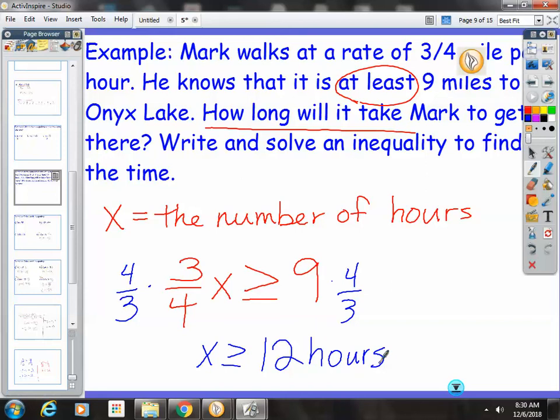My opinion, Mark needs to find another way to get to this lake. It's going to take him half a day to walk there, isn't it? Yeah. If he starts at 8 a.m., he's not going to get there until 8 p.m. Mark needs to get a bike or catch a ride with somebody else, I believe. Or maybe pick up running. Maybe you get there a little faster. Although, I think the answer seems reasonable for this situation, for sure. But Mark's a little crazy.